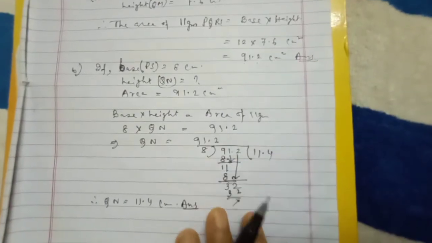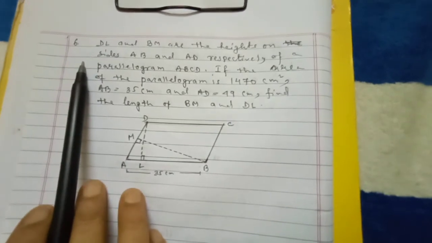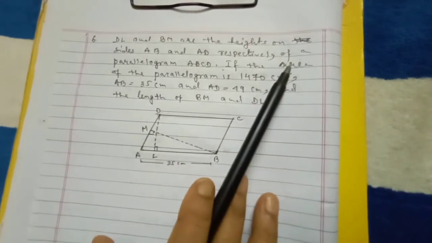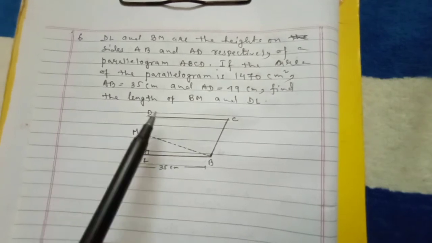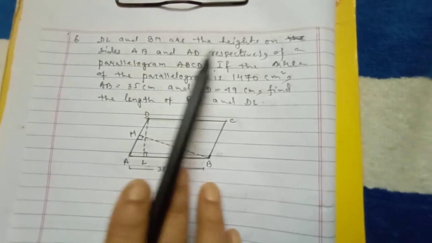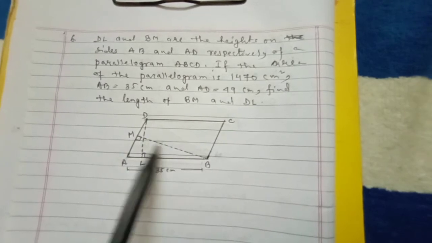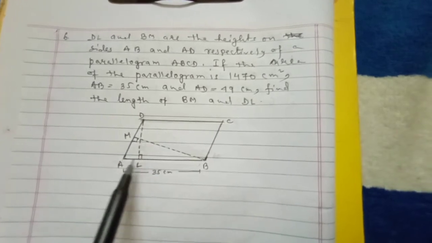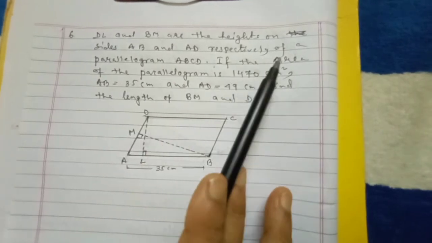Next is question number 6. Read the question properly. Always read the question two to three times. You have to understand the problem, then go for its solution. DL and BM are the heights on the sides AB and AD respectively of the parallelogram ABCD. The diagram is given.